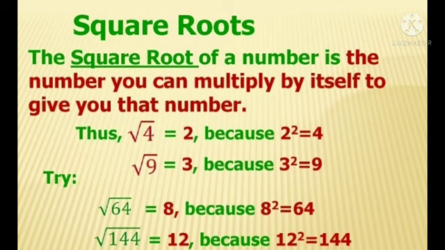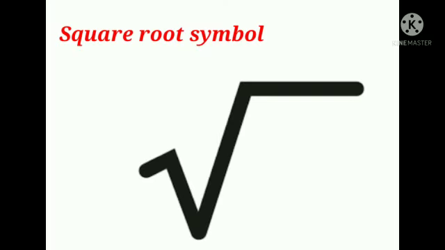Clear, students? Now, see, for example, over here we have to find the square root of 4. So, what is the square root of 4? That is 2. Why? Because if you multiply 2 with 2, you will get 4. Clear? So, the square root of 4 is 2. So like this you have to find the square root. Clear? Now this is the symbol which we have to use for a square root.